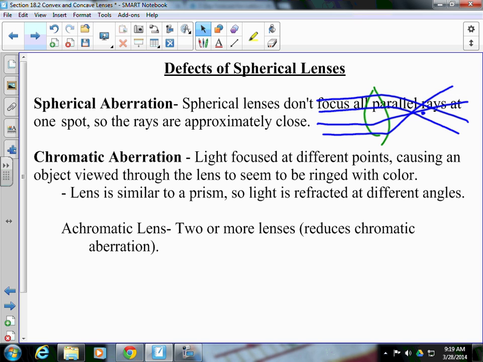So that concludes section 18.2 on lenses. You'll have some questions on light ray diagrams for lenses along with magnification, di, do, and focal length questions as well on 18.2 tomorrow.